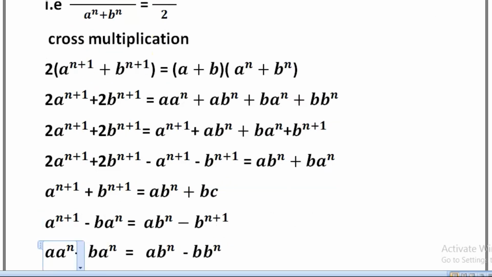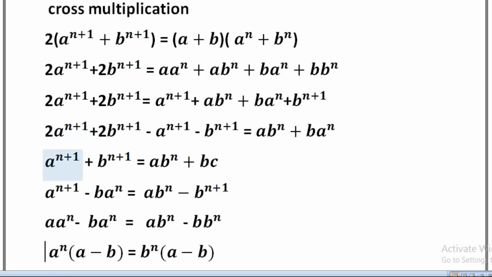So next, 2a power n plus 1 minus a power n plus 1 can also be written simply as a power n plus 1, plus 2b power n plus 1 minus b power n plus 1, so b power n plus 1. This subtraction is equal to a b power n plus b a power n.